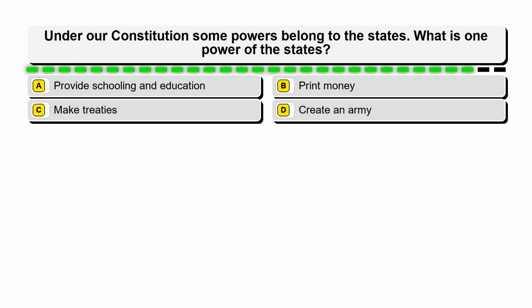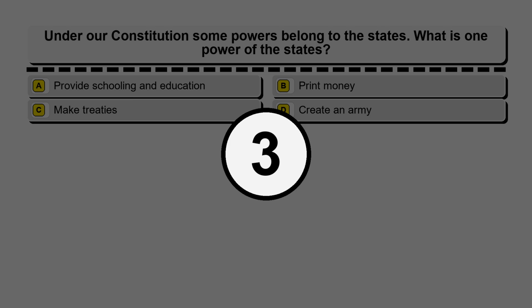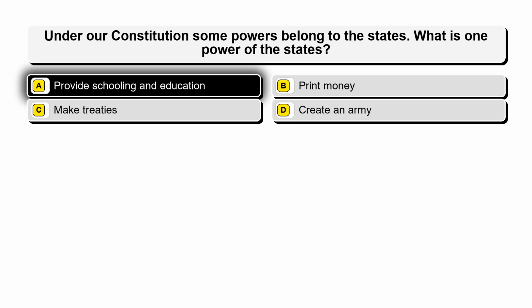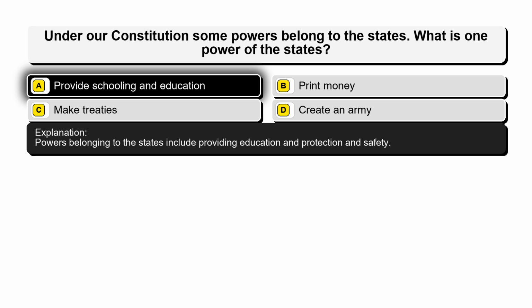Question 64. Under our Constitution, some powers belong to the states. What is one power of the states? Option A, provide schooling and education. Option B, print money. Option C, make treaties. Option D, create an army. The correct answer is option A, provide schooling and education. Powers belonging to the states include providing education and protection and safety.